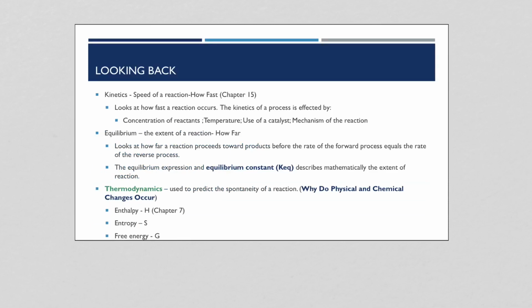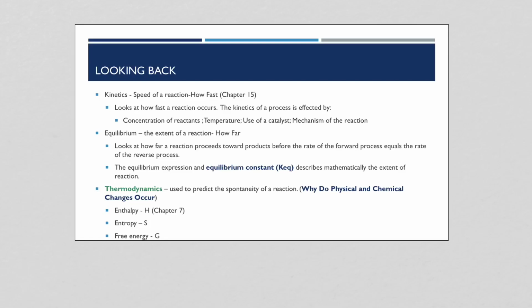But before we dive into that, let's look back a little bit over the semester. And we've looked at a couple of topics which we will connect to at various places in the chapter and sort of bring us around to overall what we're trying to look at here in this part of the course. So first of all, back in chapter 15, we looked at some kinetics, right? This looked at how fast a reaction goes.